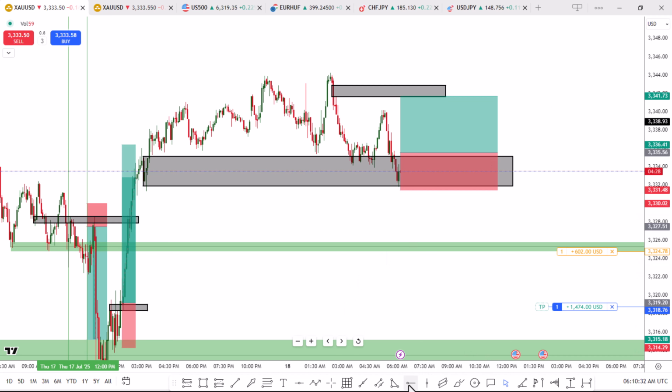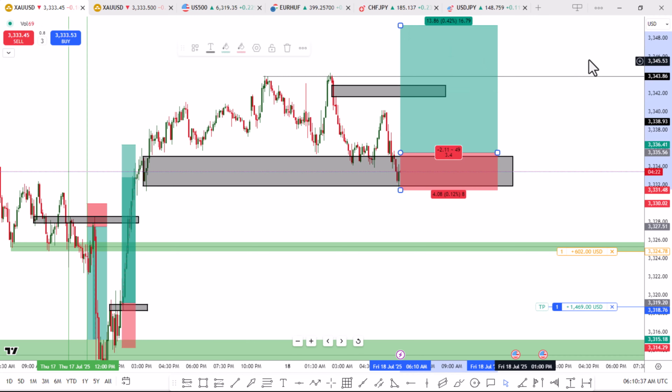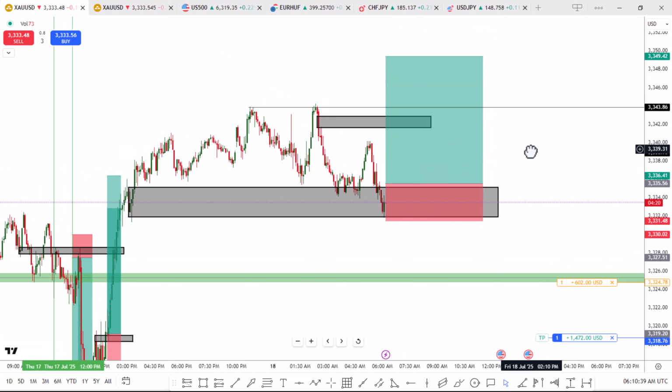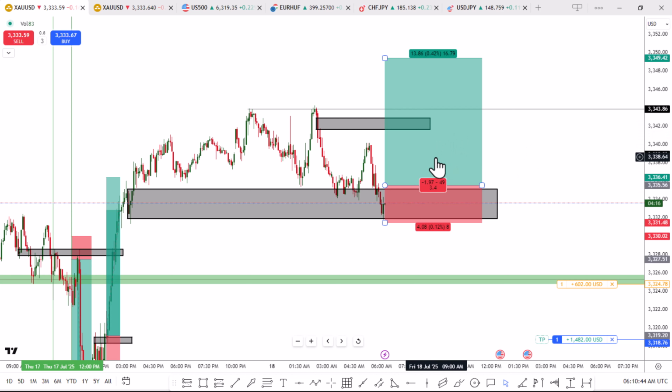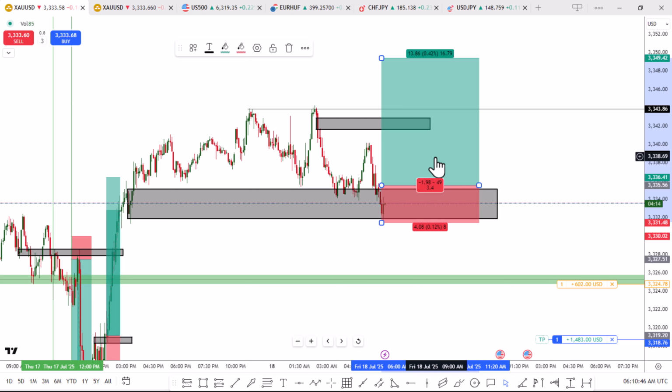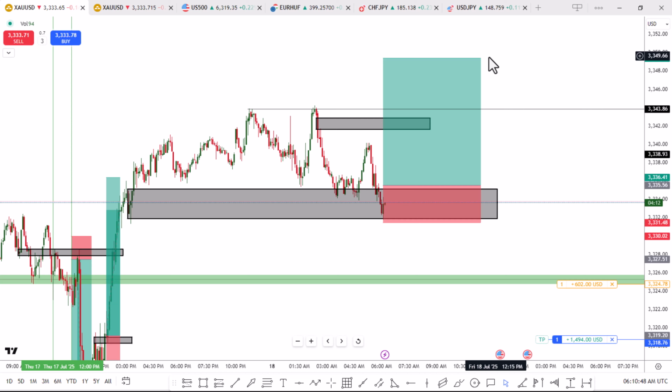So you should be thinking of price getting maybe at least through this highs right here before you even think about catching your first TP. So it could look like this. It could look something like this. So your first TP could be at this highs right here.